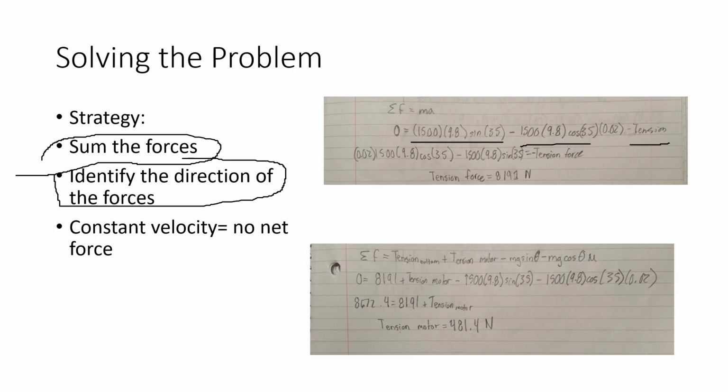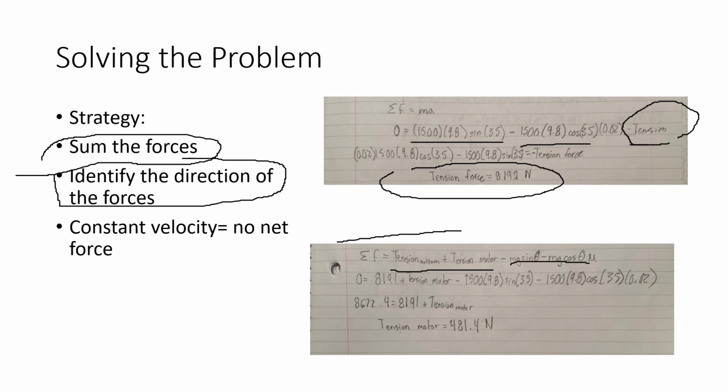So if we do a little bit of algebra, we can actually solve for the tension value here, which comes out to be this value. And then next, we need to sum the forces for the one on top. So we do know that the tension and the tension from the motor are basically in the positive direction, which is going up. And we do know that friction and the component of gravity are directly fighting against these two tensions to pull it down.